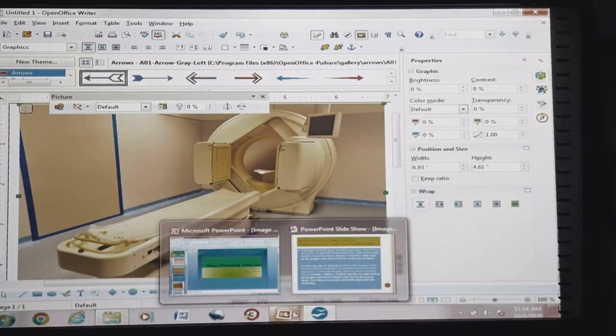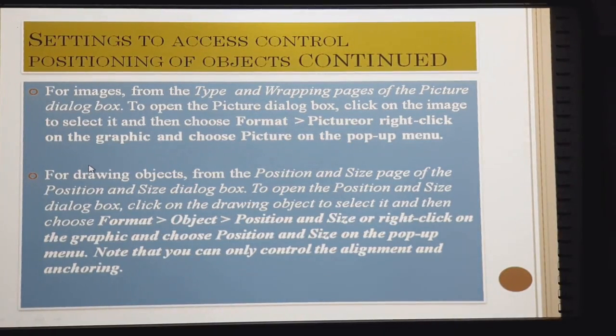Now apart from this, if we are using drawing objects, in order to apply the 4 settings to our drawing objects, it can be performed from the position and size window. So to open the position and size dialog box, first of all we need to go to a drawing object and select it and then choose format, object, position and size, or right click on the graphic and choose position and size on the pop-up menu.